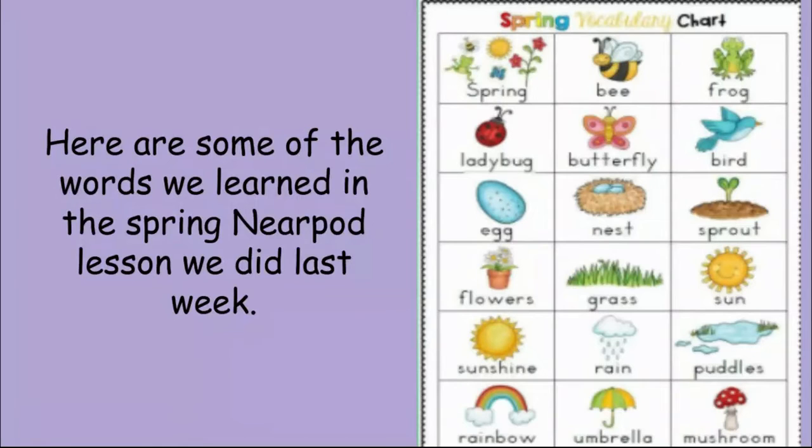Let's review some of the words that we have already learned that relate to spring. If you look at the chart here, it says spring, bee, frog, ladybug, butterfly, bird, egg, nest, sprout, flowers, grass, sun, sunshine, rain, puddles, rainbow, umbrella, mushroom.